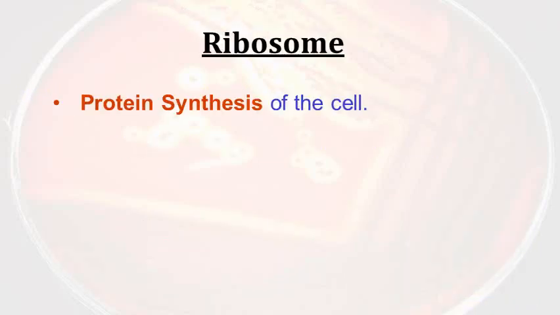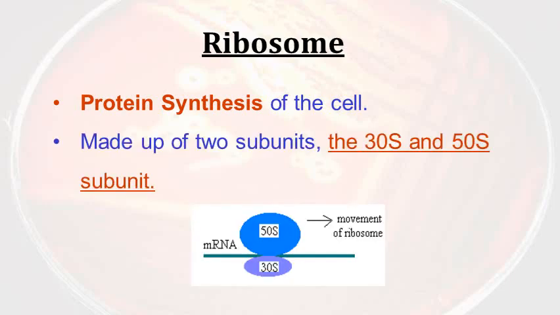Bacterial ribosomes are the spherical units where protein synthesis, that is formation of protein, takes place by using the information encoded by the ribosomal RNA. Bacterial ribosome is made up of two subunits, namely the 30S subunit and the 50S subunit.